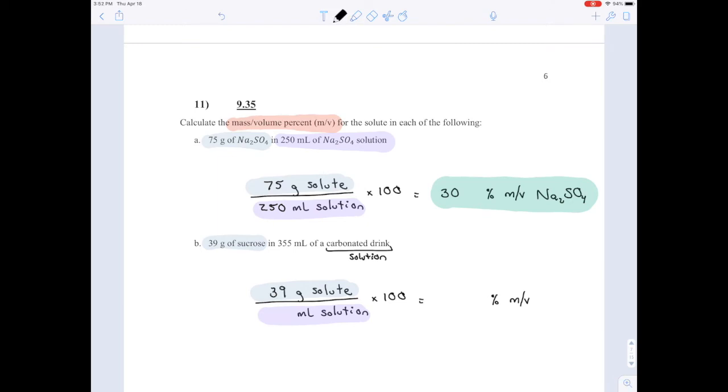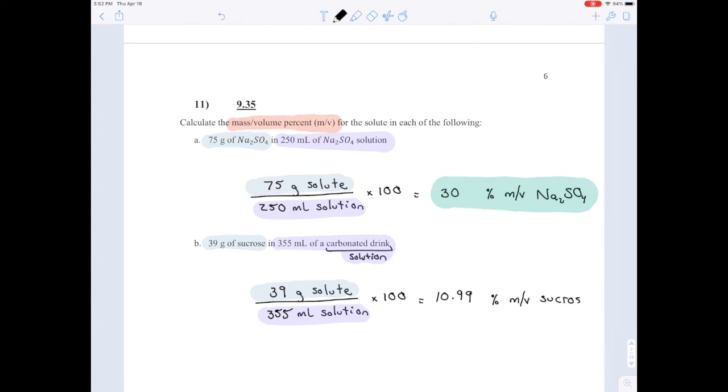And because we recognized that the other thing is a combination of a bunch of stuff, a carbonated drink, it's not the solvent, rather it is the solution. So we can plug that 355 down there in the bottom. So 39 divided by 355, enter, times 100, enter. I'm getting around 10.99, basically 11% mass volume for sucrose.